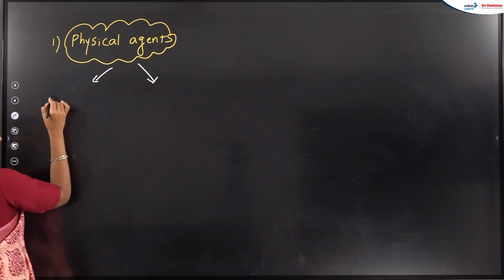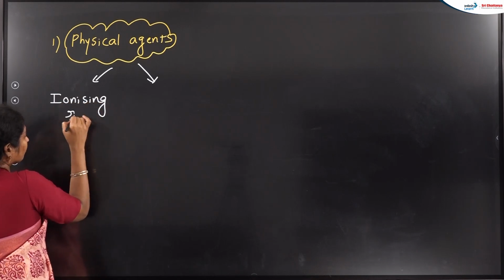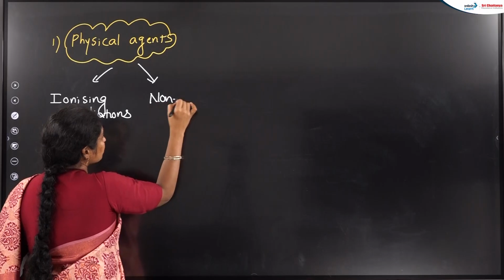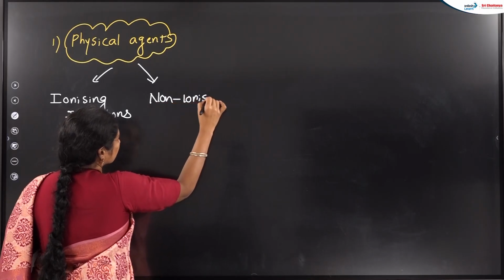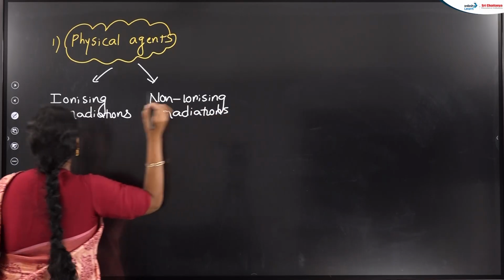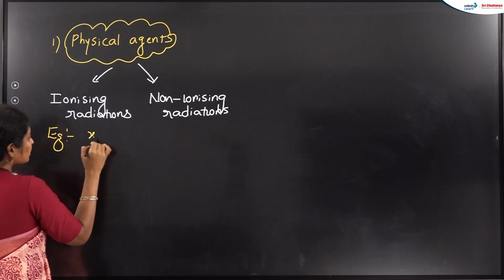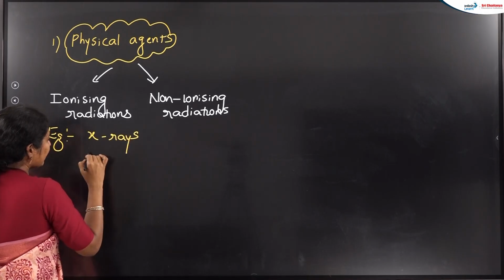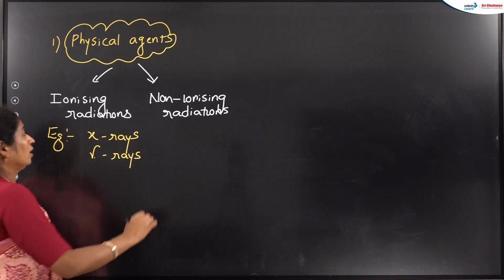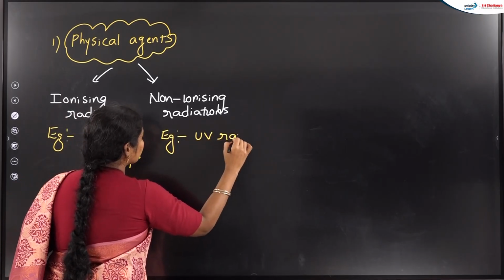One is ionizing radiation, and the other is non-ionizing radiation. Examples of ionizing radiations are X-rays as well as gamma rays. These two come under ionizing radiations. Non-ionizing radiations are UV rays.